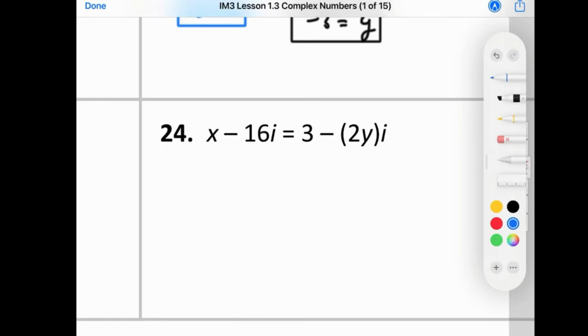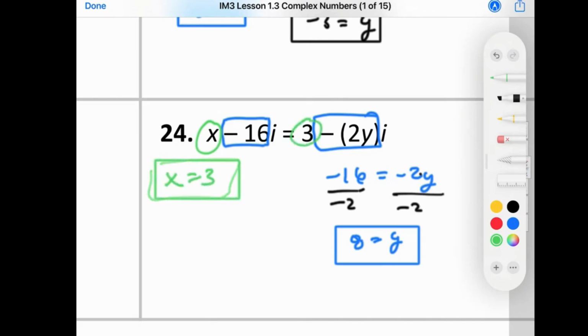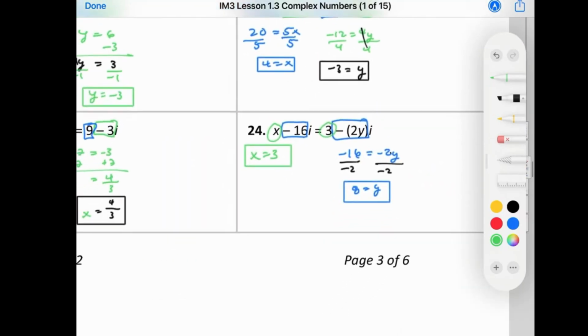Okay, so again, put the one in front of i. So negative 16 equals negative 2y. There is multiplication there, so the opposite is division, so divide by negative 2. I'm going to get y equals 8. Okay, so over here, I just have x equals 3, and that would be my answer.